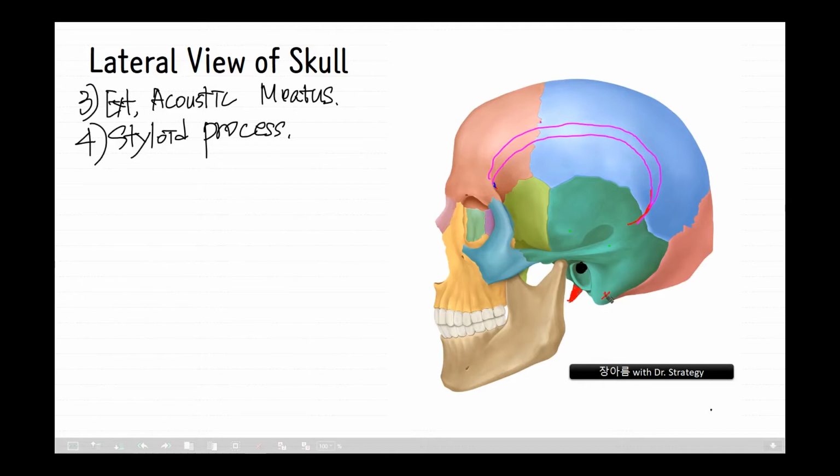and it gives attachment to several muscles and ligaments, such as, you should remember this. Number 1, stylohyoid ligament, and number 2, stylomandibular ligament.